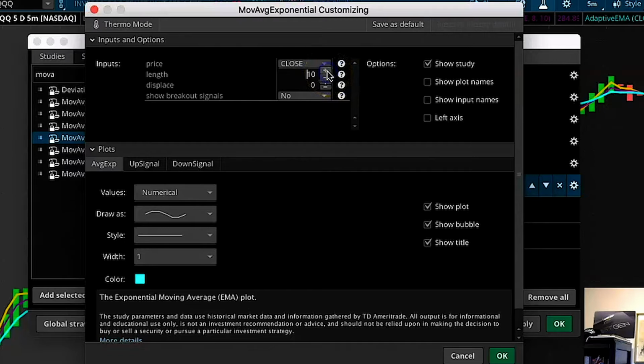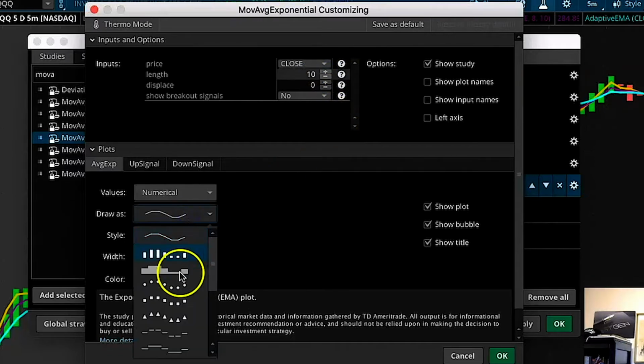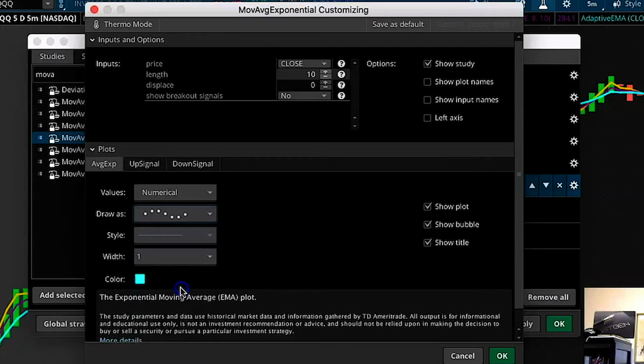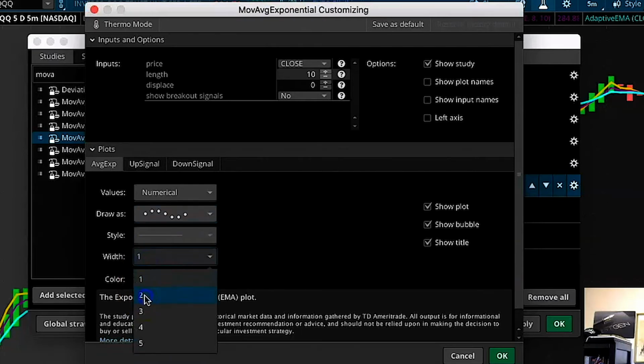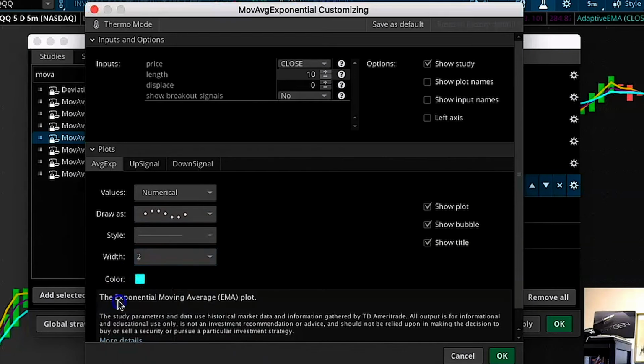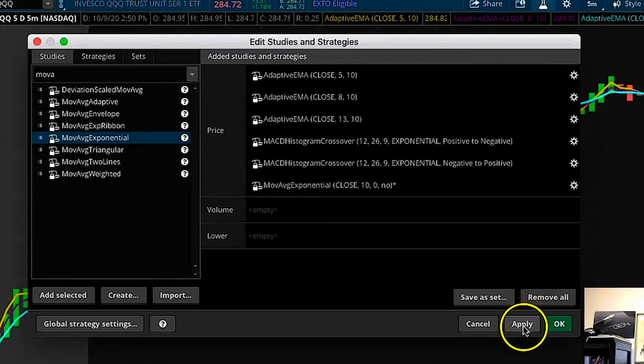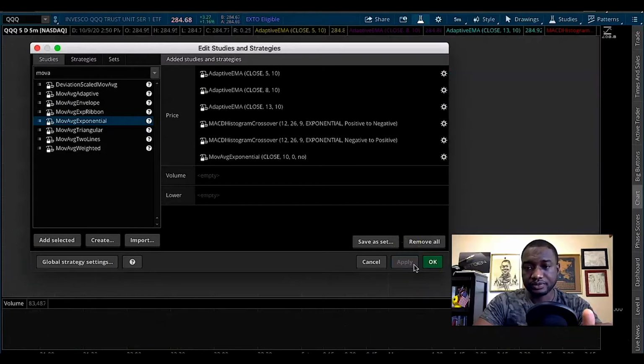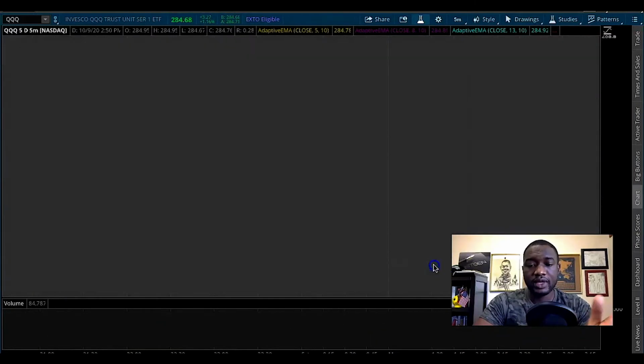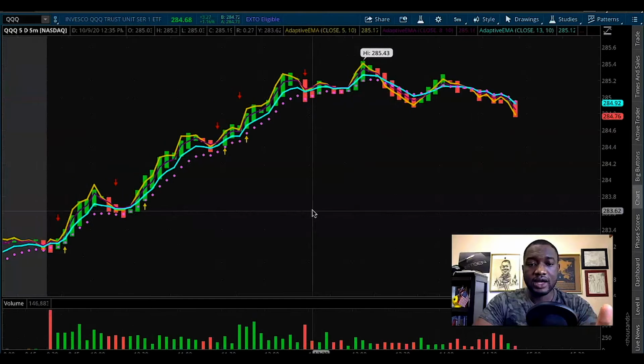So this would be a 10 moving average, and we want this line to be like this, and you'll see why in a minute. I'll make this a little blue, and we're gonna make this light pink. So let's say OK here, and click OK. Hit apply and hit OK, and we'll see.